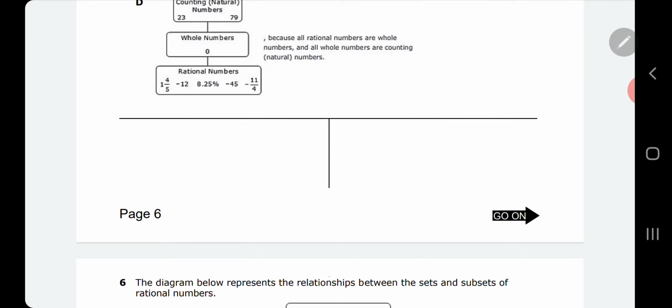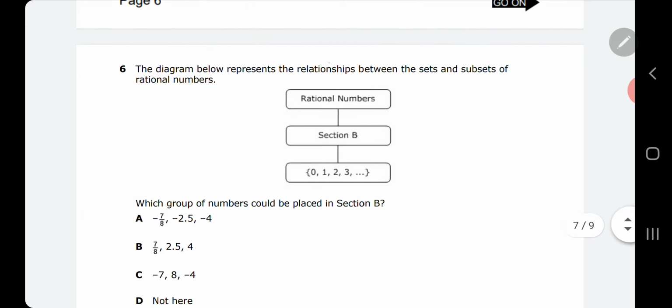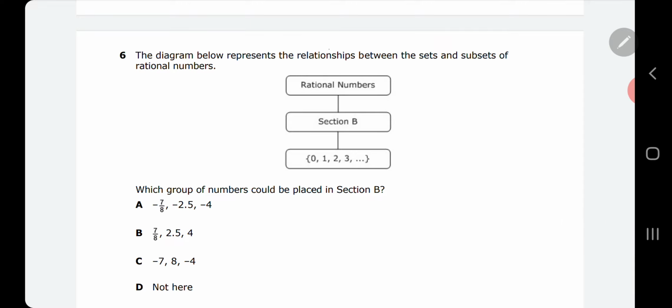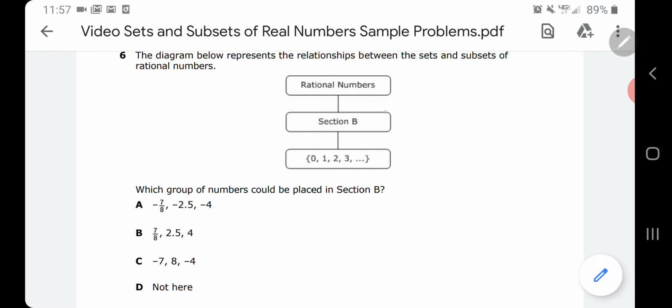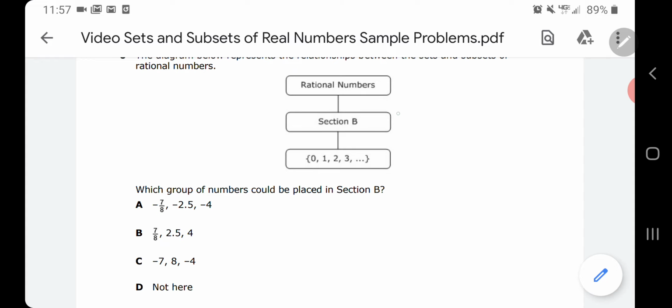Alrighty. The diagram below represents the relationship between the sets and subsets of rational numbers. Okay, so looking here, we got rational numbers, then we got section B, then we got 0, 1, 2, 3. So this must be my whole numbers on the bottom. So if that's my whole numbers, a subset, the whole numbers is a subset to the next one, section B, would be the integers. So section B must be the integers. So we got to find an answer choice that has just integers in it.